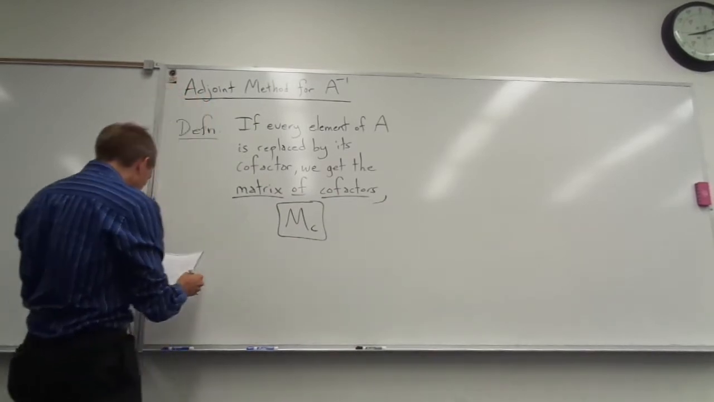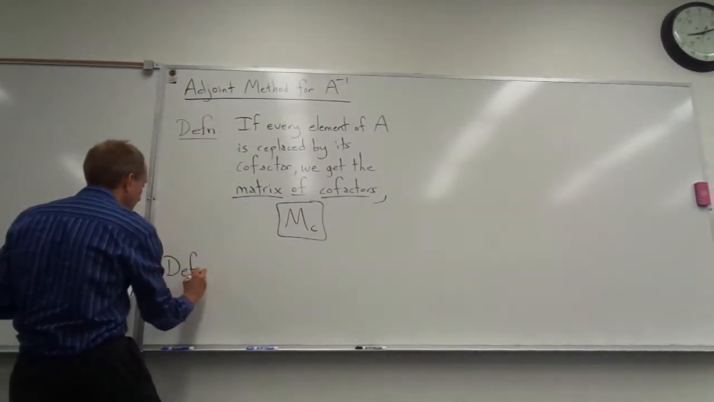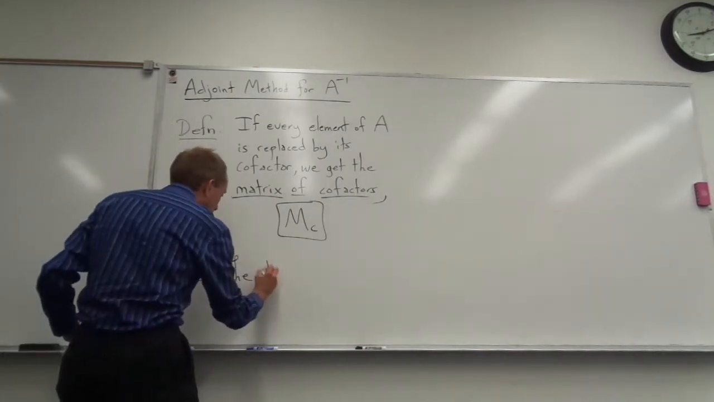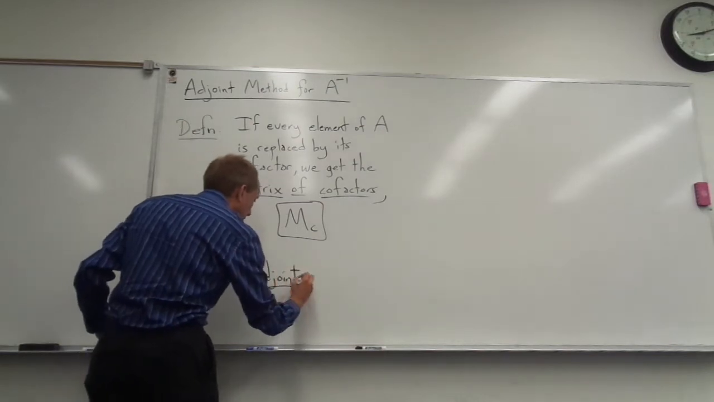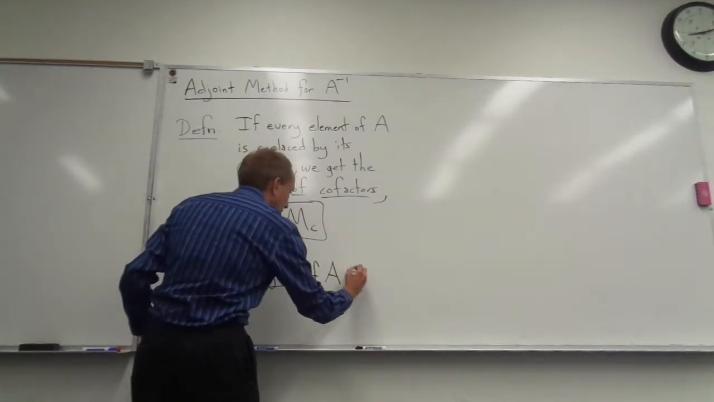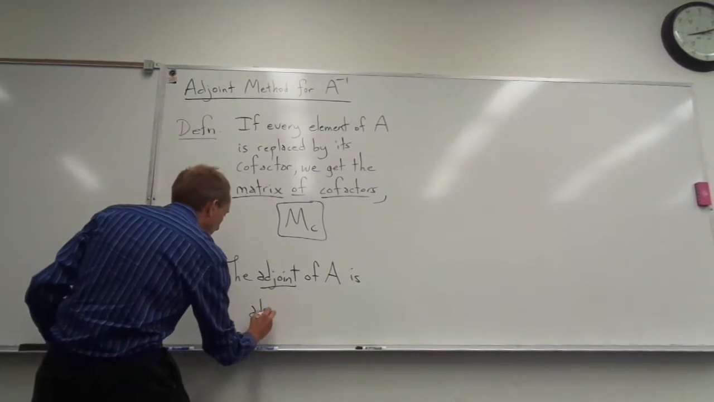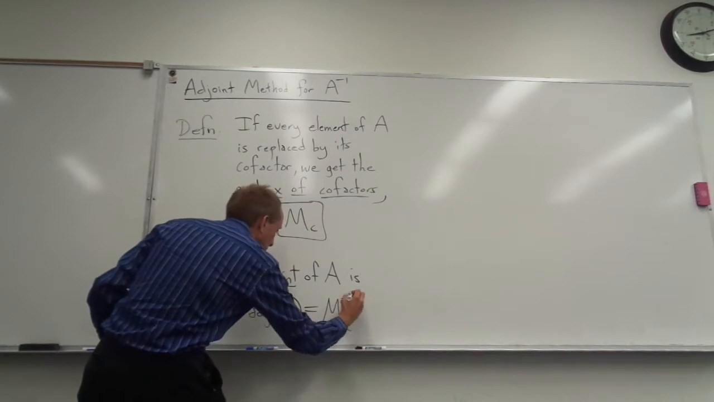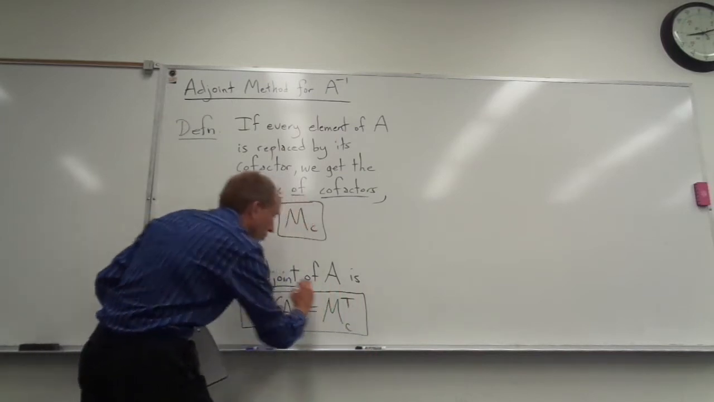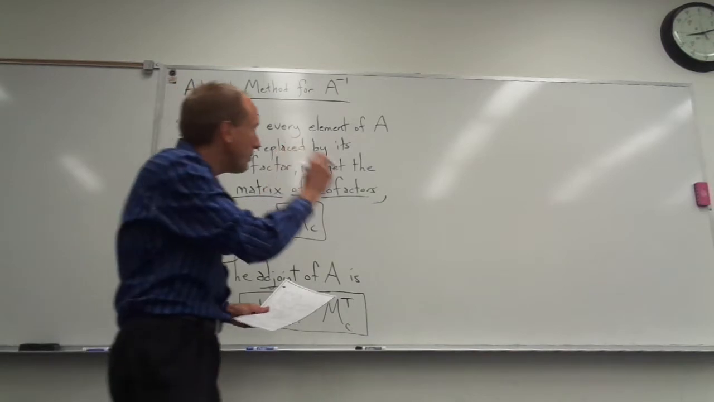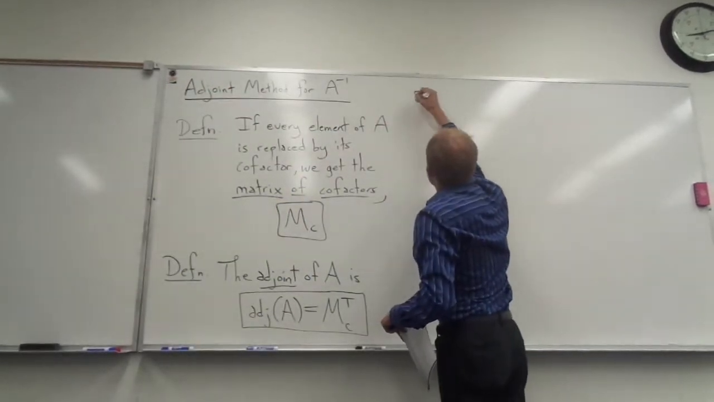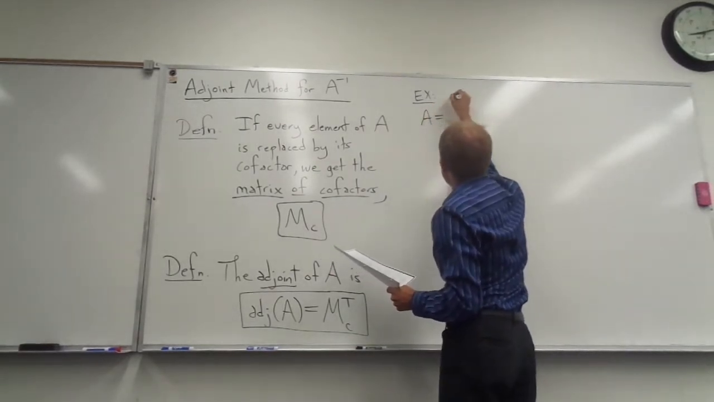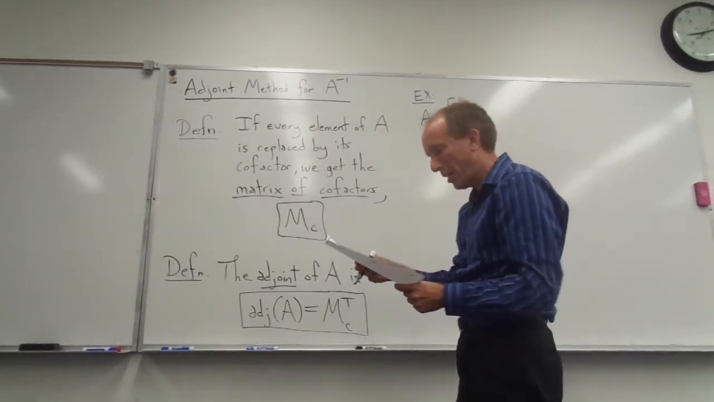All right? And then just as a quick follow-up definition, it turns out that the adjoint of A, which is what you see at the top of the board, we write that as adj of A equals, what you do is you simply transpose the matrix of cofactors. Okay? So let me give you a quick example. The matrix of cofactors, you're just simply replacing the elements of the matrix with the corresponding cofactors.